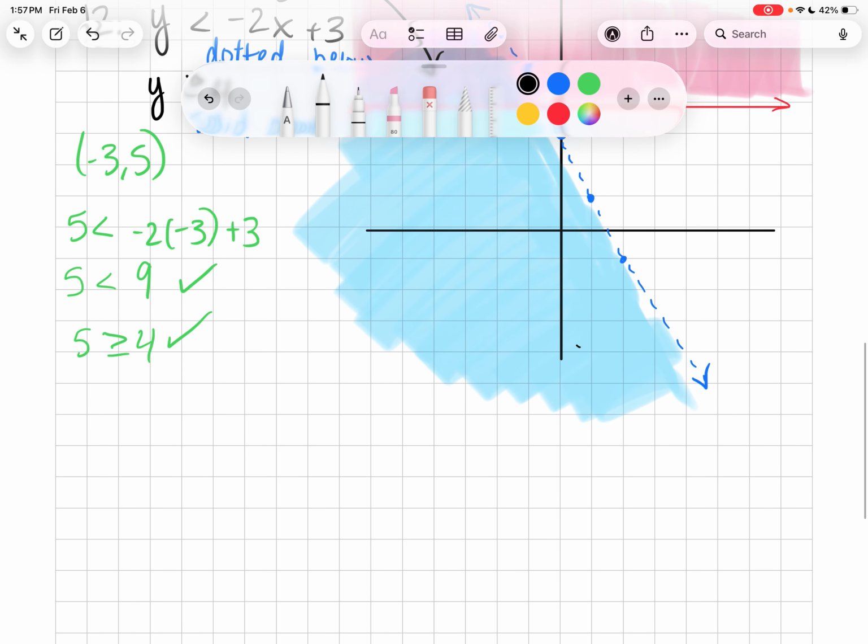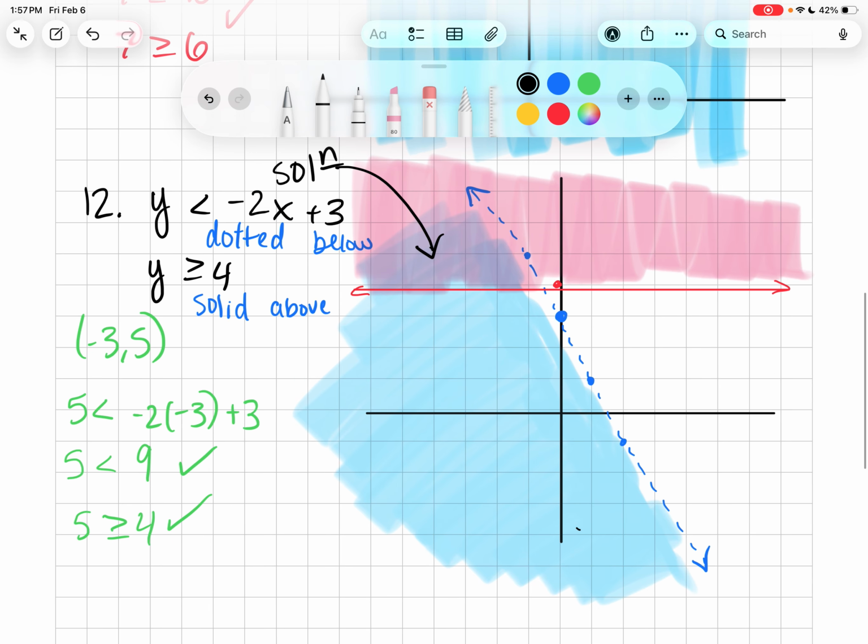Wait, you started the solid line though? What do you mean? Like, for your point. I just picked, the point that I picked is this one. Oh. It was in both shaded areas. And the reason you check it in both is to make sure that it actually does work in both.